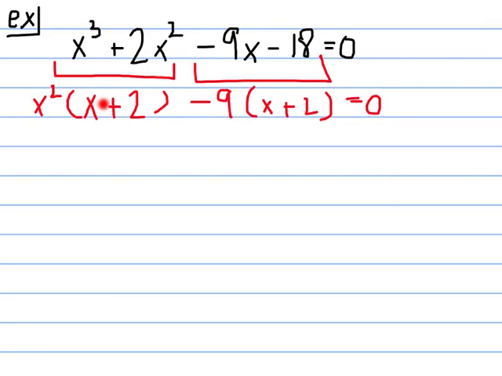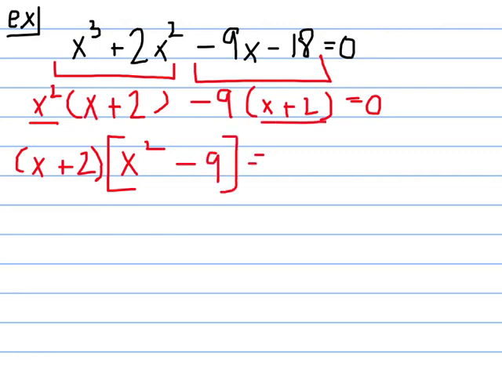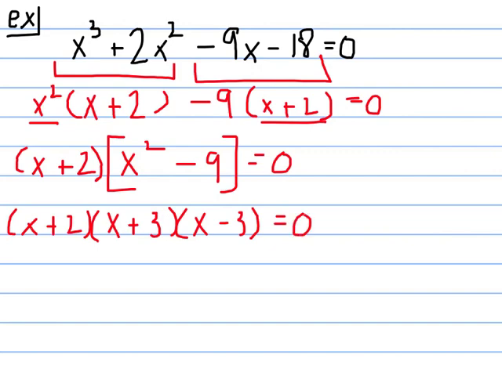Now, I have an x plus 2 and an x plus 2, so I'm going to factor that whole x plus 2 out from each of the groups. What I'm left with is x squared from the first group and minus 9 from the second. Then some more factoring. We have x squared minus 9, so we go x plus 3 and x minus 3. And we have our polynomial completely factored.